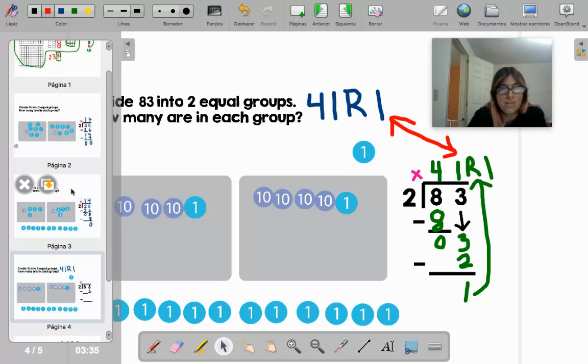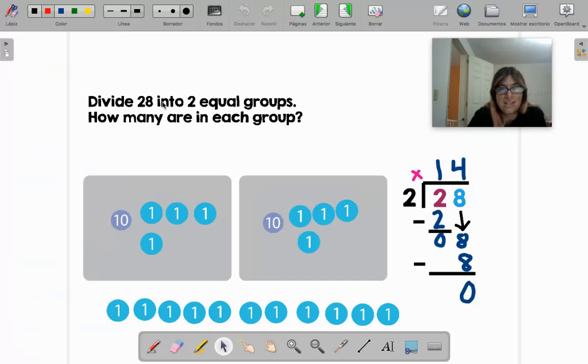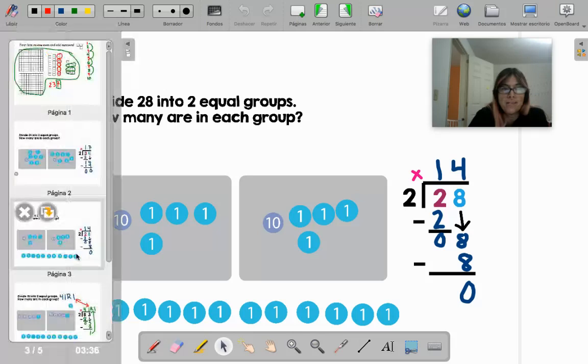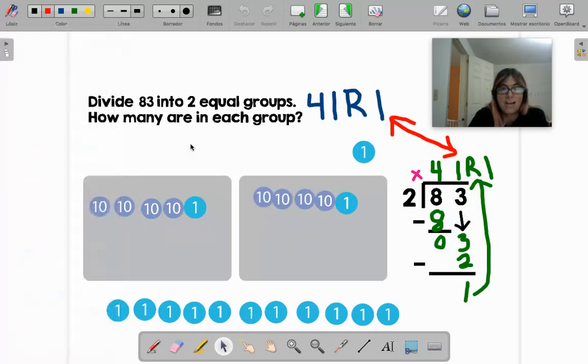If your numbers are even, like in these ones, 28, we just look at the 8. 8 is even. 2, 2, 2, 2. 8 is even. So 28 is even. If we divide it into 2 groups, do we have 1 alone? Do we have a remainder? No. So when a number is even and you divide it by 2, you have the same number in the 2 groups. When your number is odd and you divide it in 2 groups, you always have 1 outside.